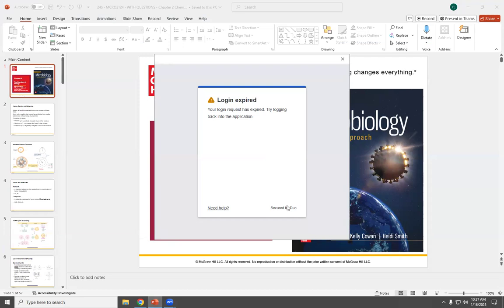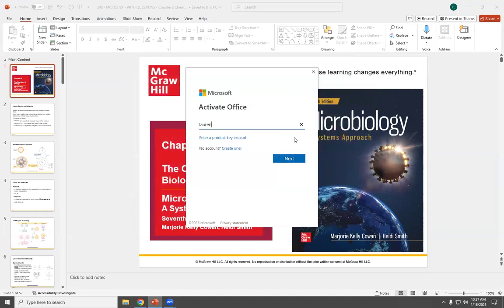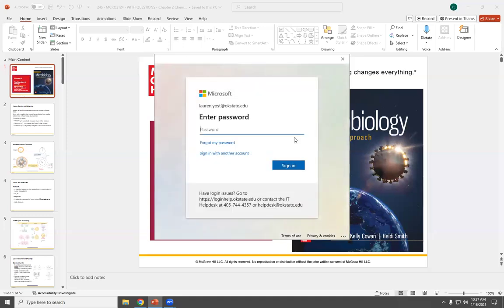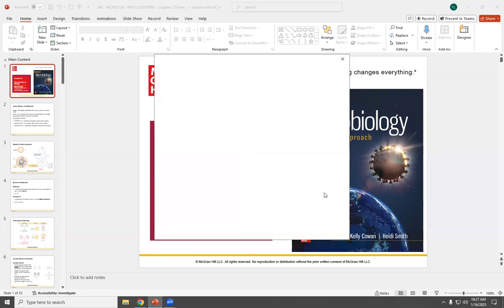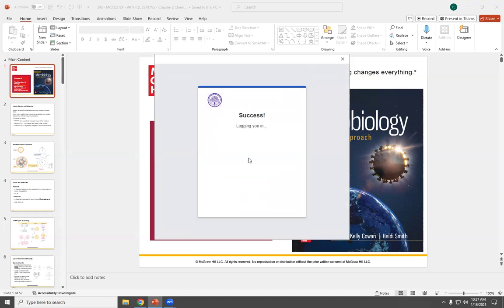Really, login expired. I don't even know how to get out of that. I did enter the Duo code, I promise. This computer's great. I have to do this every time that I use this computer. I have to verify that I can use PowerPoint. Wonderful. It's the only one on campus that's like this. All right.